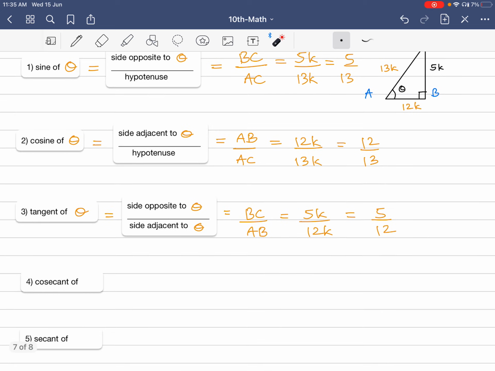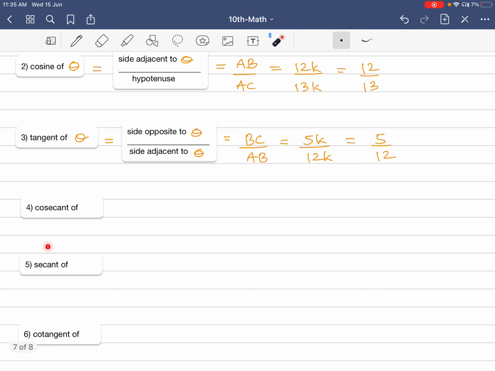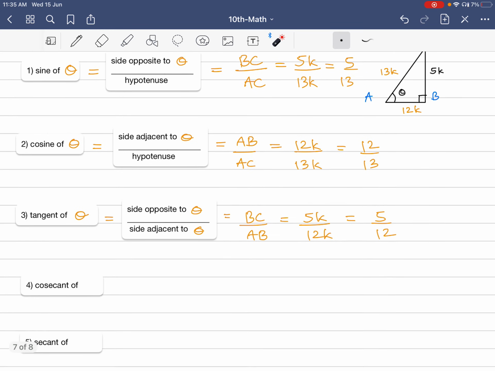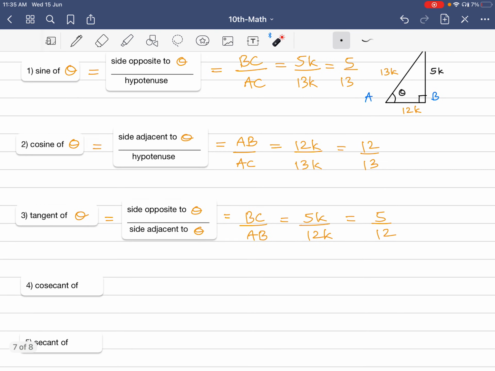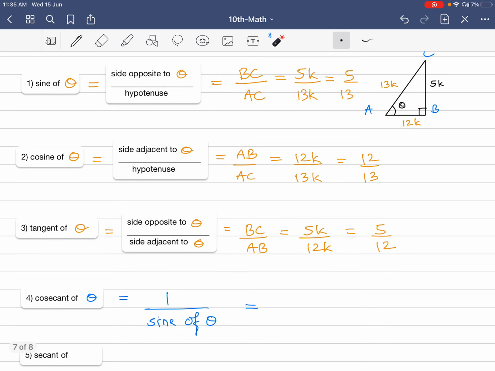Now the rest of the three trigonometric ratios are nothing but derived trigonometric ratios. So you don't have to calculate it again looking at the triangle. They are derived from these three itself. Let's see how that goes. Now cosecant of theta is nothing but equal to 1 upon sine of theta. This is by definition. But we already know what is sine of theta. Sine of theta is 5 by 13. So 1 upon sine of theta is going to be 13 by 5. So I'm going to just write it down, 13 by 5.